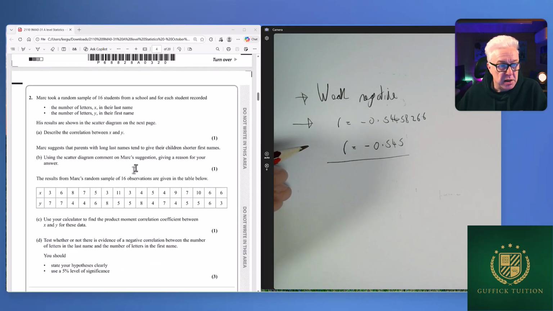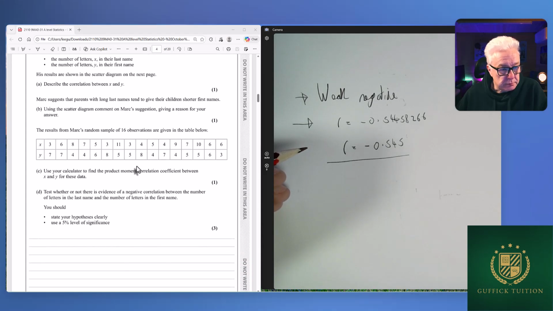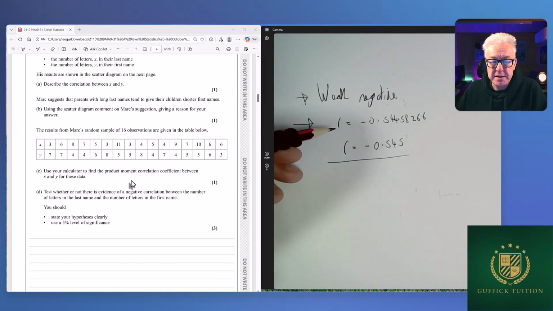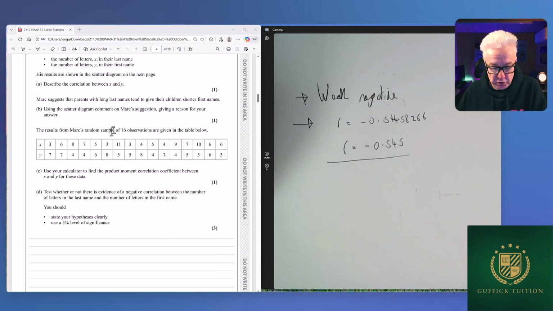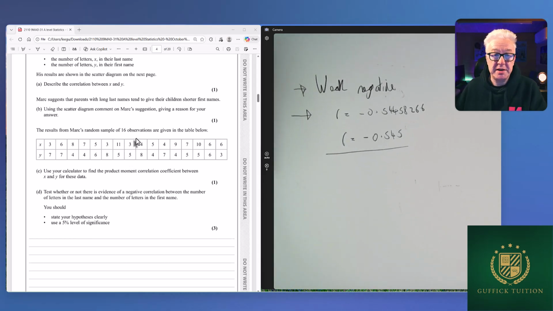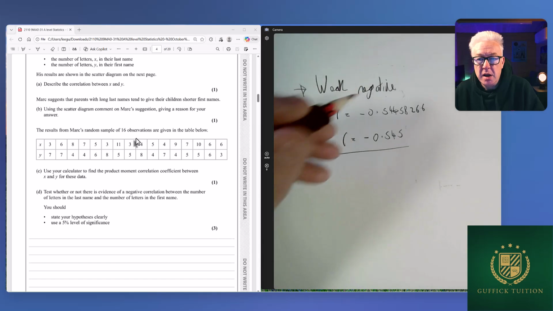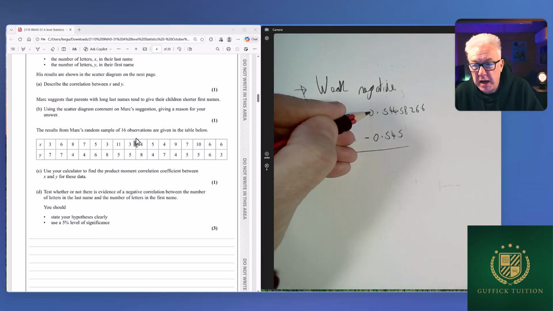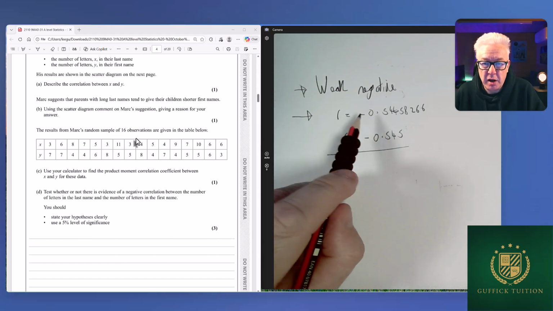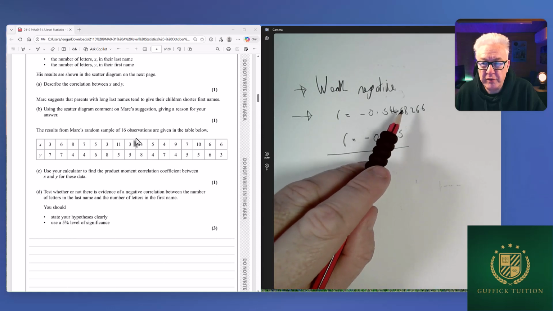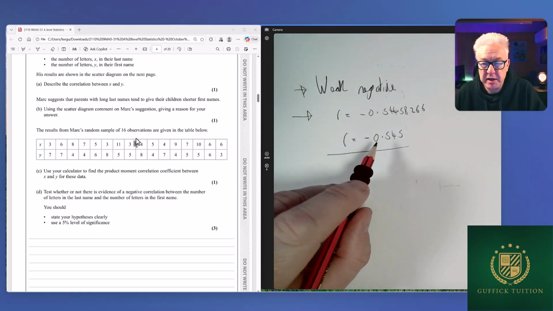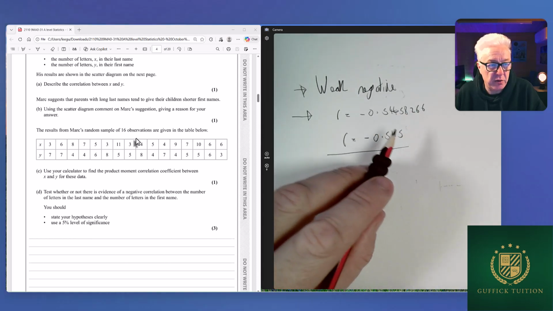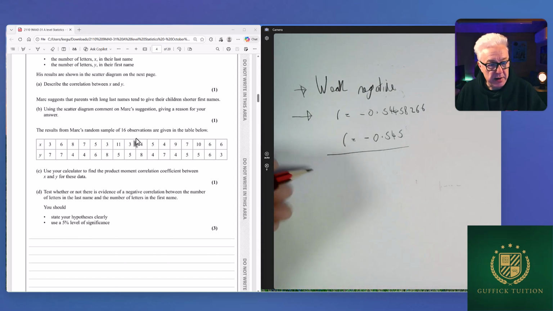Okay. Now, part C. It says, use your calculator to find the PMCC correlation coefficient between X and Y for these data. Now, I'm going to basically leave you to have a look at how you do that on your own calculator, because I'm conscious that people watching the video will be using several different types of calculator. But when you work it out, you find out that r is minus 0.54458266. So to three significant figures, that's going to mean minus 0.545. Okay. Now, here we go, part D.